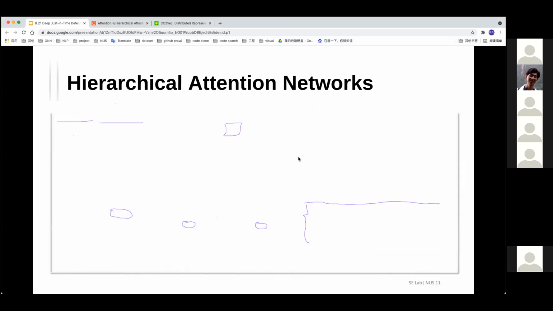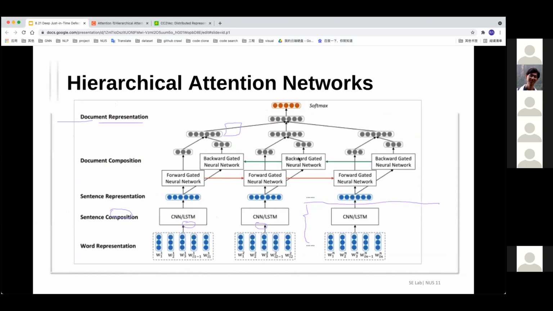So actually I prepared some slides about the hierarchical attention neural network. But you just need to know that it goes from the word representation to a sentence representation and finally to a document representation. So it's quite an easy, typical network. So here, when you compose the document representation, how do you aggregate different embeddings?